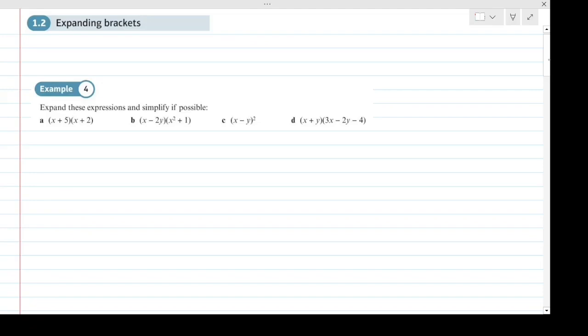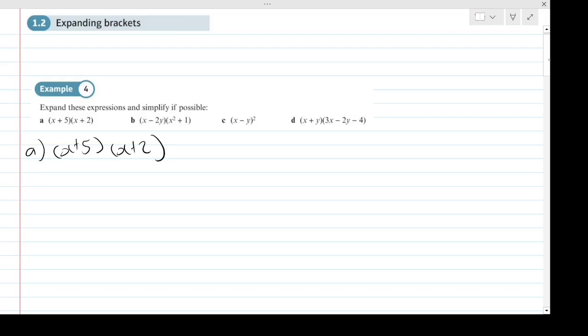So firstly, we need to expand these expressions. So firstly, x plus 5, x plus 2. It's a fairly standard sort of approach. And basically, I guess the way to approach this, as you probably should be able to tackle already, but just consider it term by term, right?